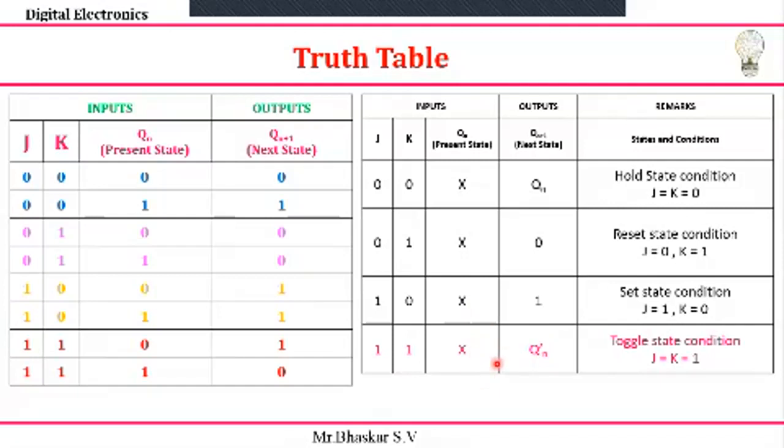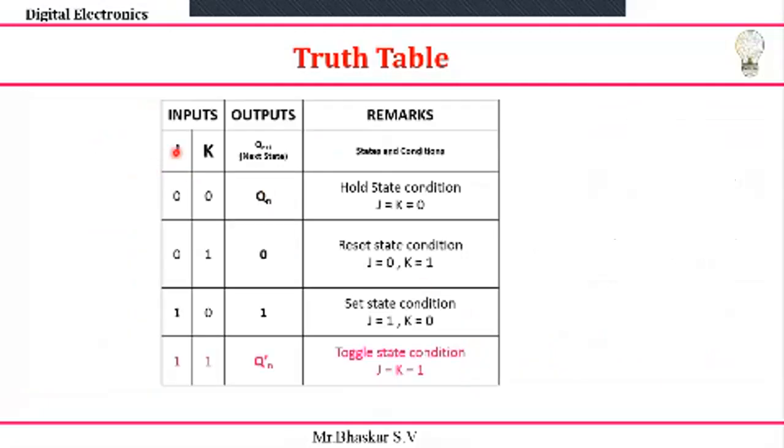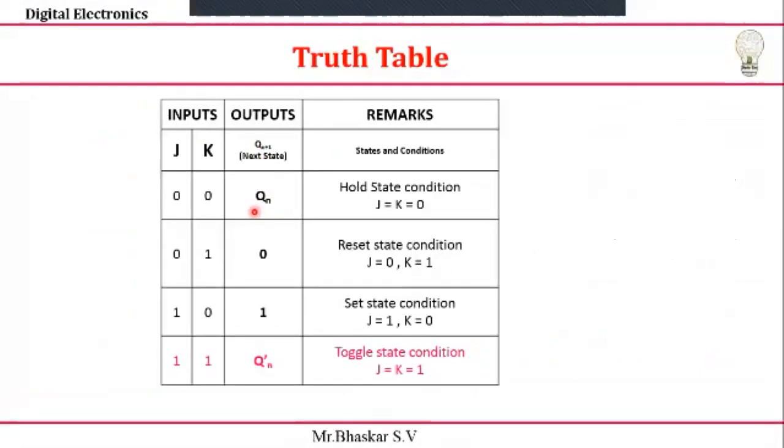Okay, this is the truth table of our JK flip-flop. Still we can reduce this one. For JK, the next state output: 0 0 gives Qn, 0 1 gives 0, 1 0 gives 1, and 1 1 is nothing but Qn dash. It is a toggle state condition. So only this one changes the difference between your SR flip-flop and JK flip-flop.